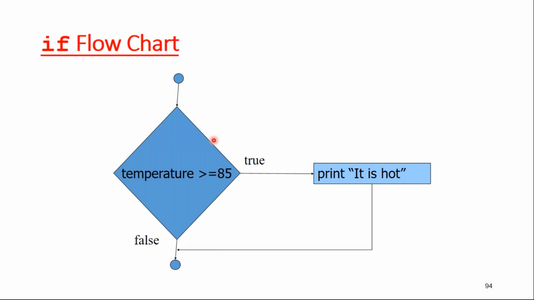If flowchart. If the temperature is greater than or equal to 85, it is very hot. We must print it is hot. If the temperature is less than 85, like if it is 84, then it should print false. If it is 84 or 83 or 60 or whatever it could be, we haven't written here, but we must print it is not hot.